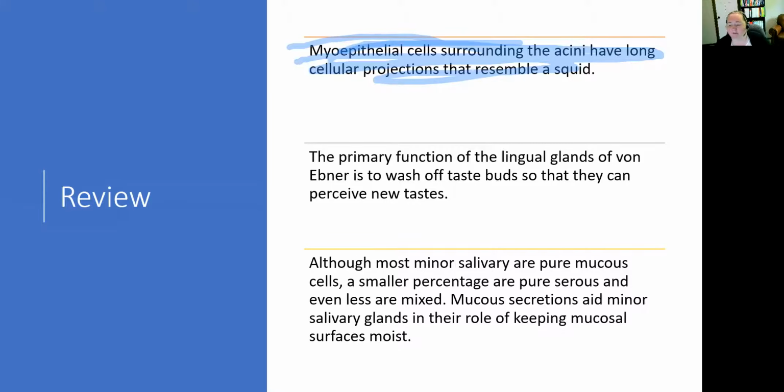Although most minor salivary glands are pure mucus cells, a smaller percent are pure serous, and even less are mixed. So the mucus secretions aid minor salivary glands in the role of keeping the mucosal surfaces nice and moist so that you don't have xerostomia. Okay? All right.